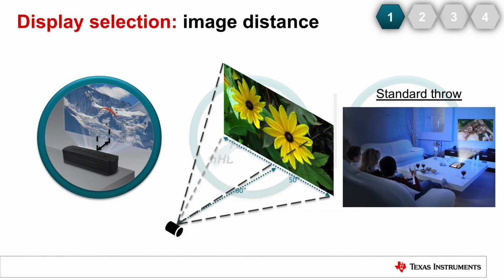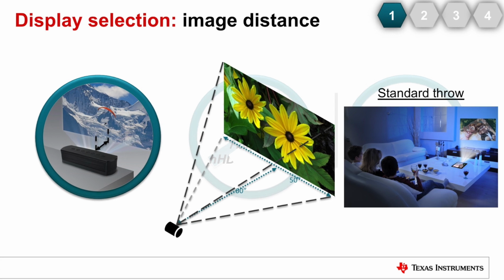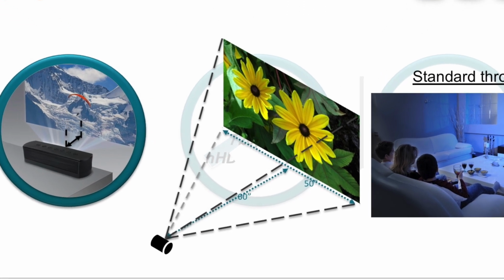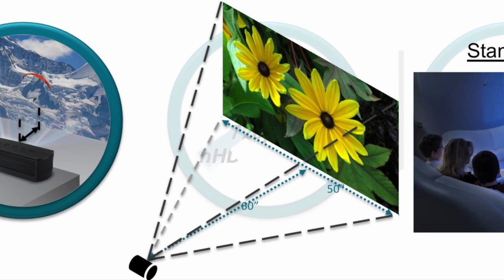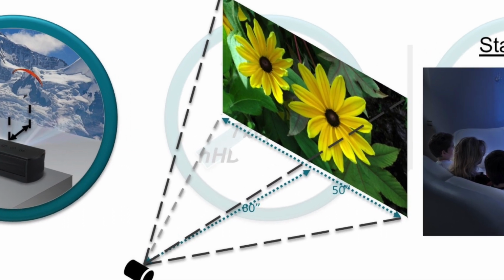Now that we have covered resolution and brightness, let's jump over to image distance. The image distance is going to be the distance between the end product and the display. In the industry, there is a ratio called throw ratio. The throw ratio is going to be the relationship between the end product distance to the image and the horizontal image distance.